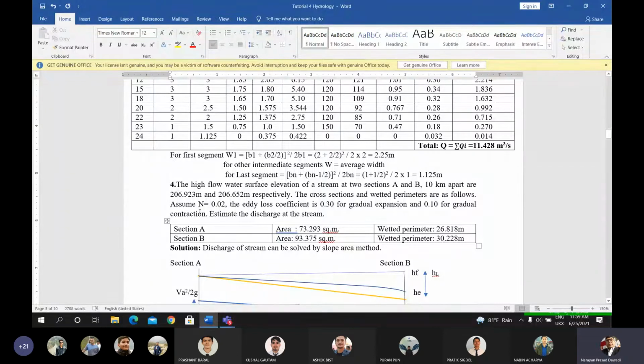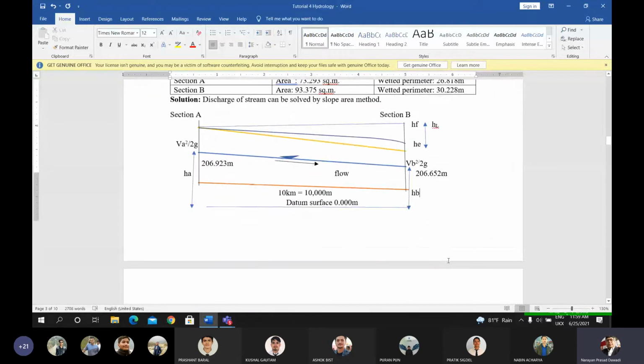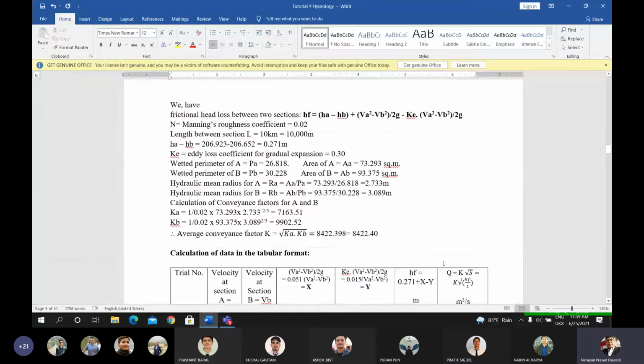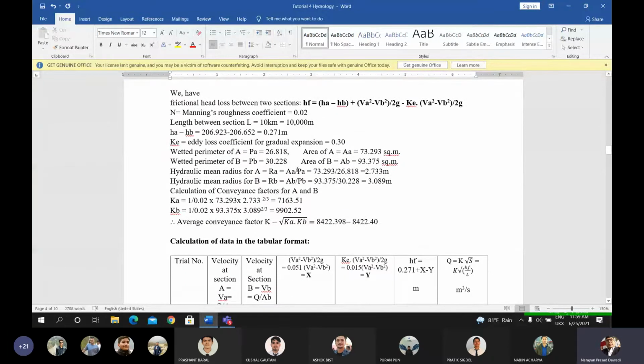You will get the value of RA. Similarly, the hydraulic mean radius of the section B, RB, is calculated as the section area of B divided by the outer perimeter of B. Okay, you can calculate in this way. The hydraulic mean radius for A, RA, is equal to area of A divided by weighted perimeter of A. You will get 2.733 meter. The hydraulic mean radius for the section B, RB, is equal to area B divided by weighted perimeter B. You will get the value of 3.089 meter.